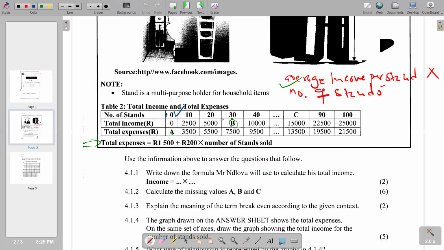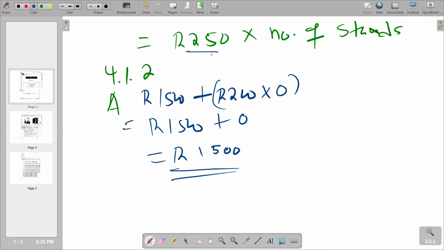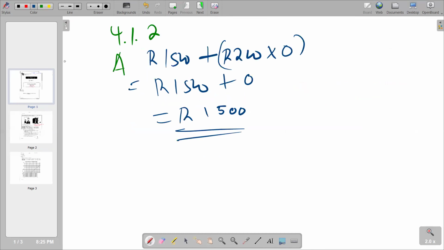Then we go to B. On B, we are now calculating total income given number of stands being 30, and we have come up with a formula that says average income per stand times number of stands, of which average income per stand we found that is 250. So basically, we are saying on our B, we have 250 times number of stands that we are having.